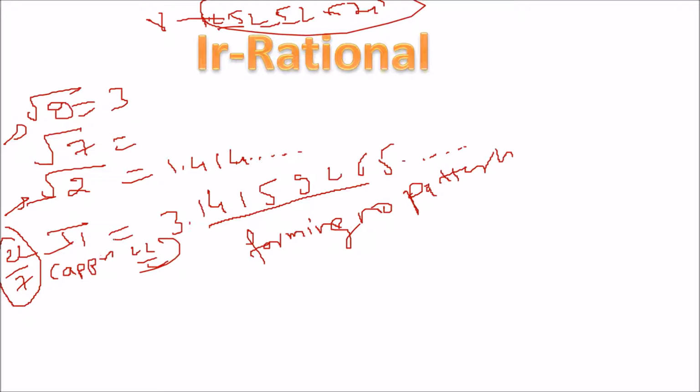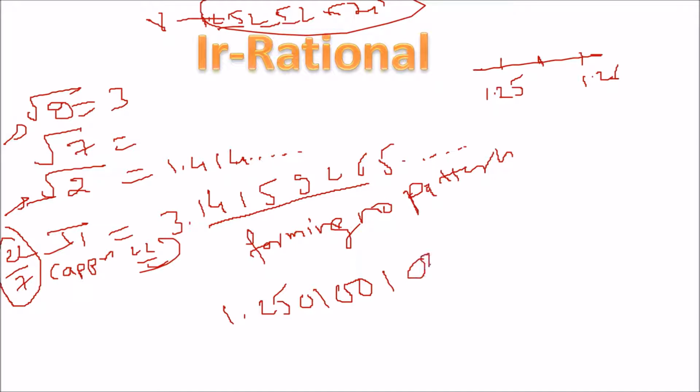So these are all irrational numbers. Let me tell you that if you try to find 1.25 and 1.26 on the number line, you will find some irrational number between them. How? Let me tell you the way of making an irrational number. 1.25, 01, 001, 0001, 00001, and likewise. We are repeating, and these repetitions show a pattern, but they are not equal. It is not 01, 01, 01. Every time a new number is coming. So this is an irrational number.